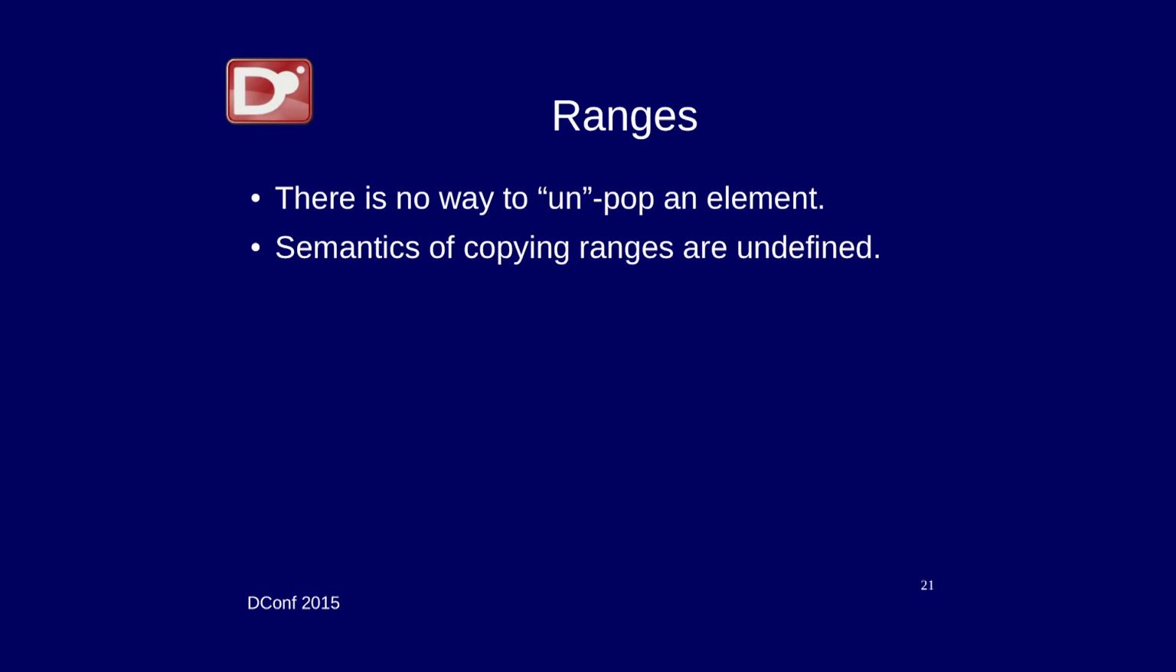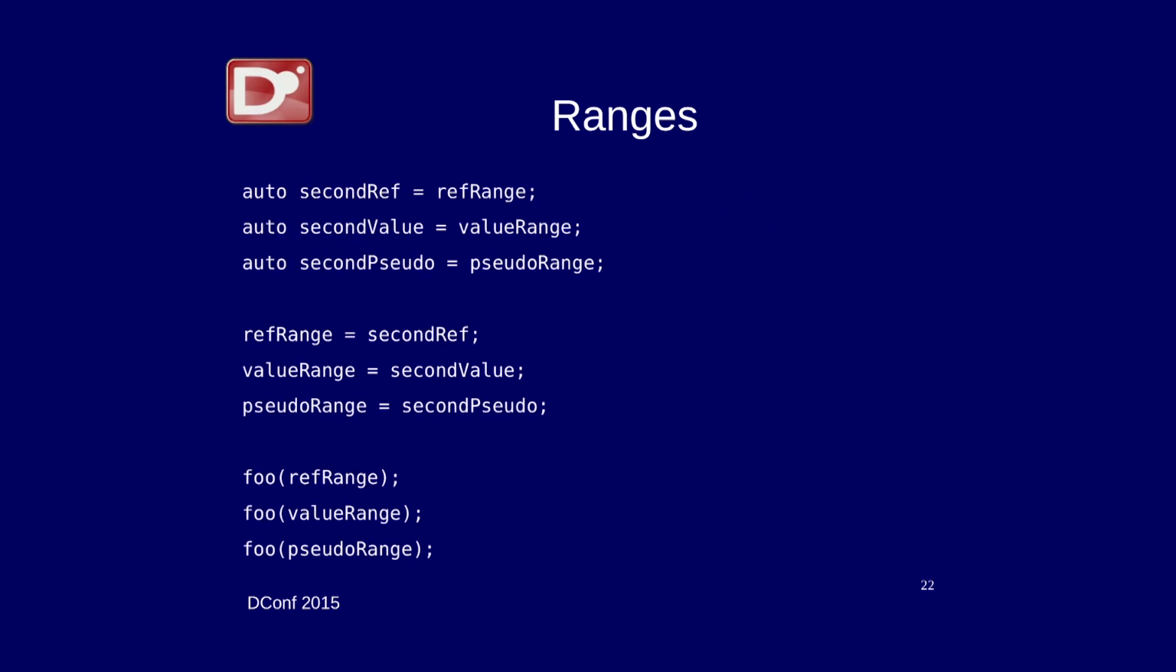The other fun bit that I don't think we think about enough is that the semantics of copying ranges are undefined. What I mean by this is in this example here, I'm dealing with a reference type range, a value type range, and one that's a pseudo-reference type. Right? So maybe it has some members that are references and it has some members that are values.